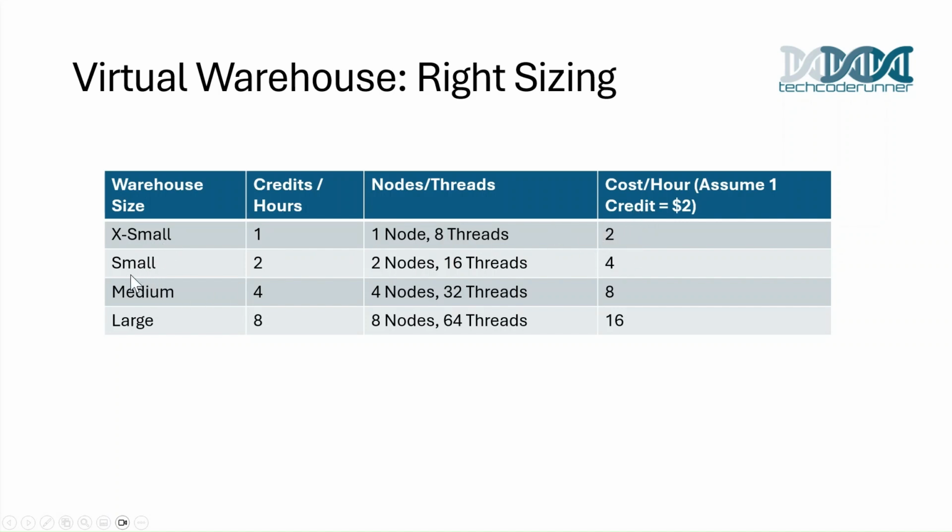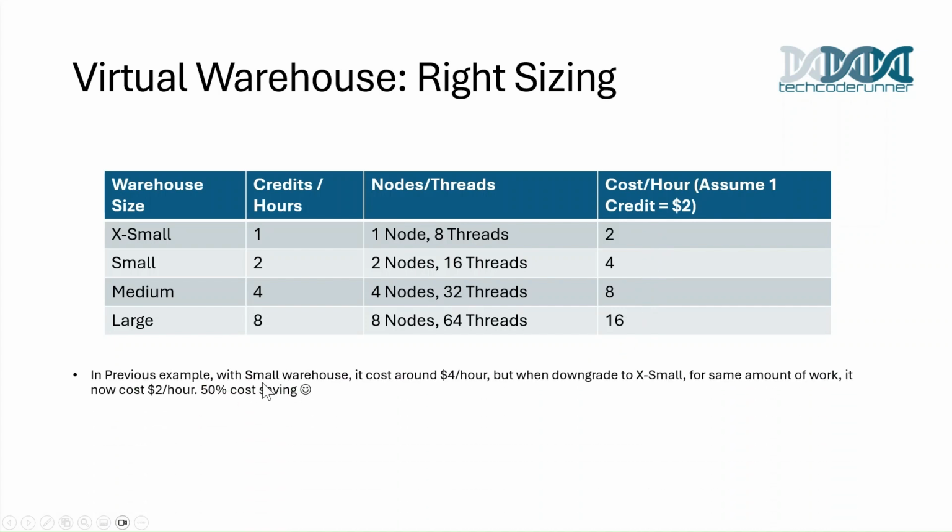If we go from Extra Small to Small, it will charge you $4. And the same with Medium: if it runs for 1 hour, it will charge you $8. So the way we increase our resources, it increases our cost exponentially. In the previous example, when we first used a Small warehouse, it cost around $4 per hour, but when we downgrade to Extra Small for the same amount of work, it now costs $2 per hour. That means it's a direct 50% saving.